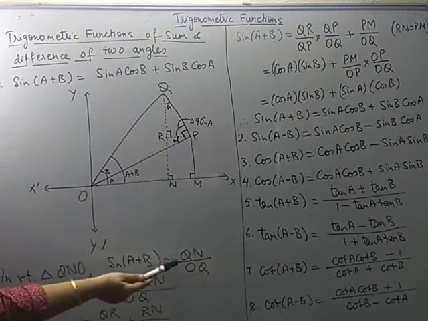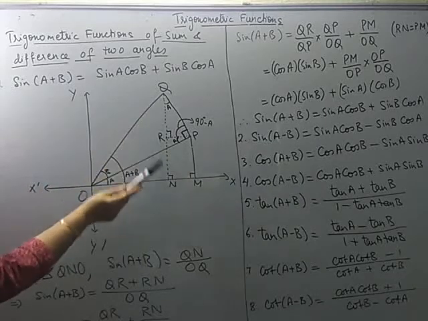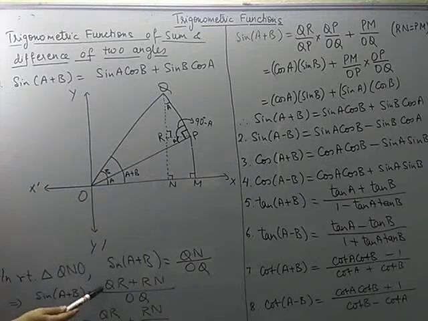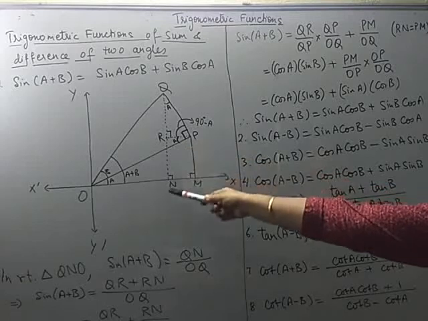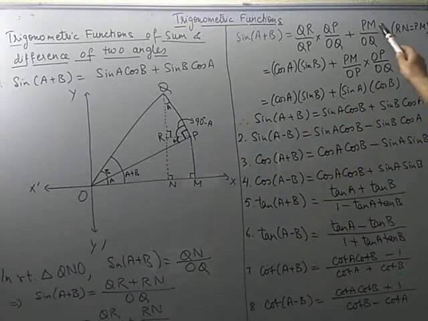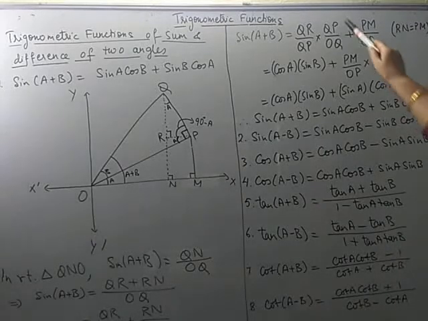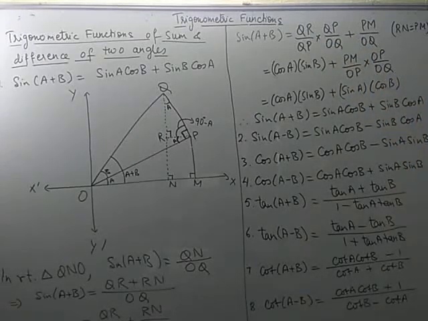In the next step, I have broken QN into two parts as QR plus RN. So numerator QN is written as QR plus RN, divided by OQ. Then taking the denominator separately, both QR over OQ plus RN over OQ. Now further some changes are being done. You can see in the next step, in place of RN I have written PM. If you see the figure, the lengths of RN and PM are equal. So RN I have replaced with PM and the denominator OQ as it is. Some changes you will find here also. So let us quickly understand this.